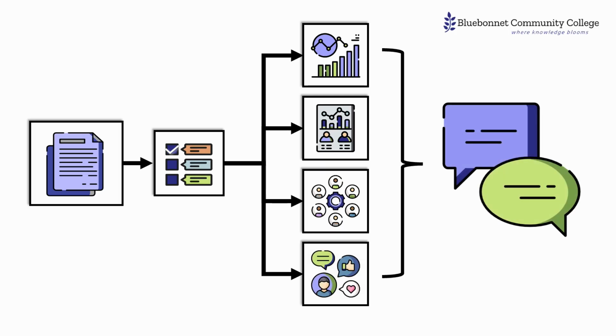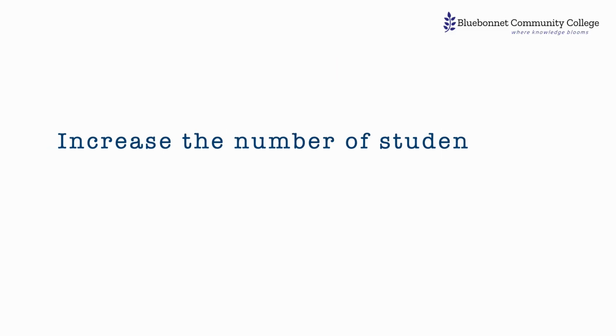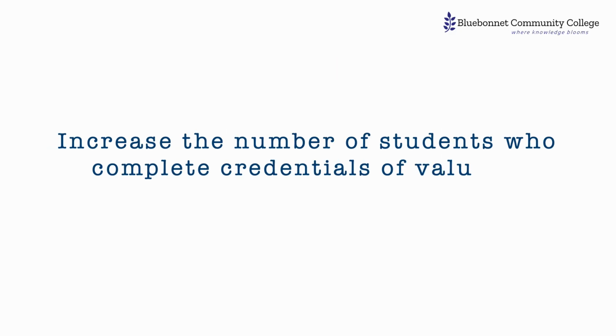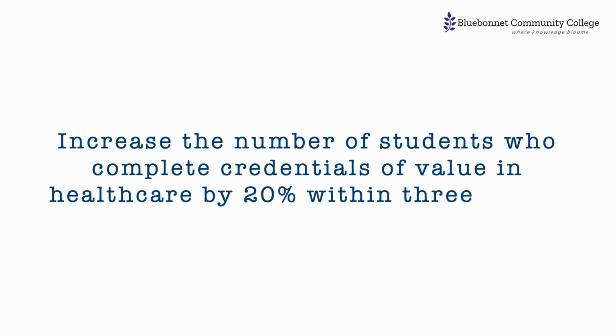They first reviewed the college's strategic plan, which included a priority focused on expanding career pathways that meet regional workforce needs. Then they looked at the last 3 years of completion data, regional workforce projections, and student feedback. After a productive conversation about what it all means, Bluebonnet's board drafted the following objective: increase the number of students who complete credentials of value in healthcare by 20% within 3 years.